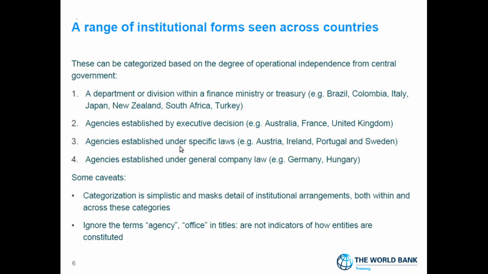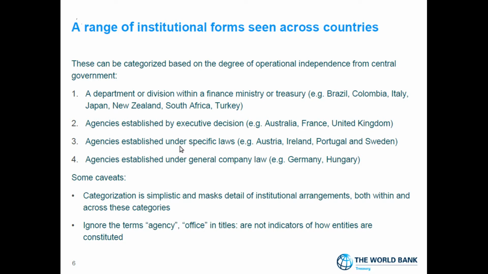So when it comes to actually doing that consolidation, there is a range of institutional forms that we see across countries. I think it was about 8 years ago, there was a lot of discussion: is it a good idea to have it in a separate agency or should we keep it in the finance ministry? So I did a paper on it at the time and came up with a categorization of 4 different approaches.